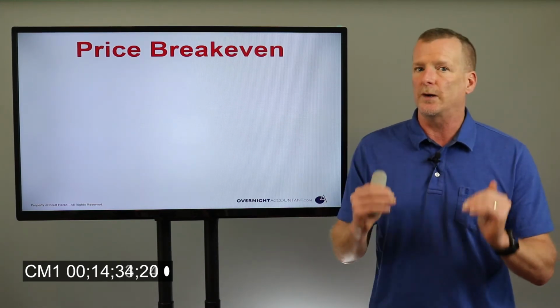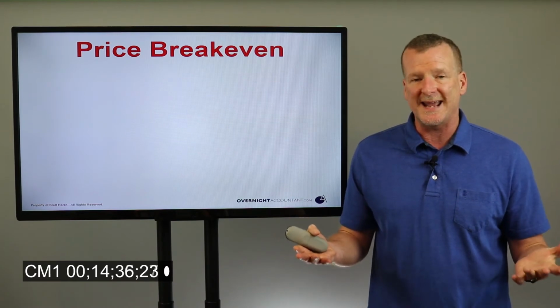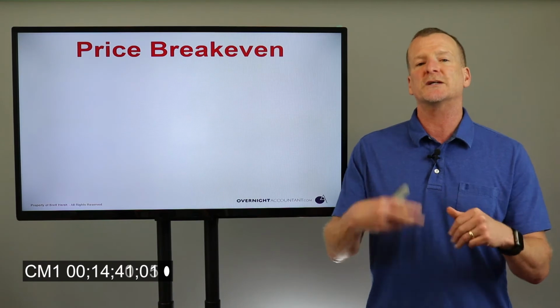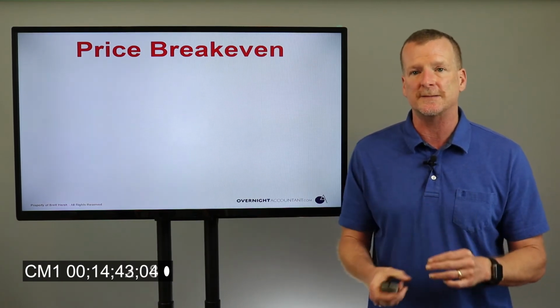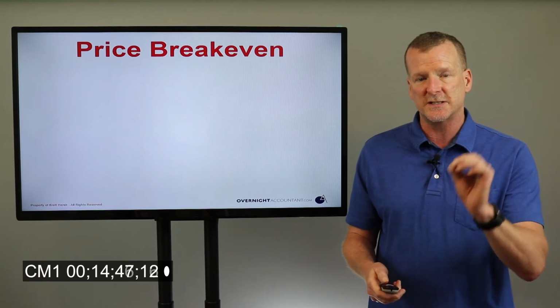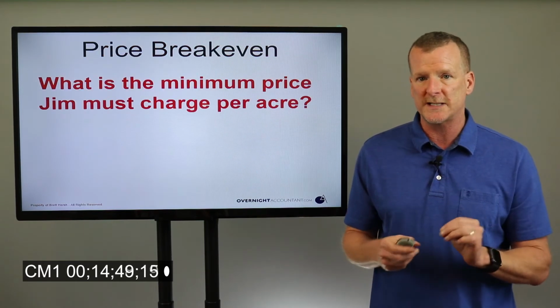That leads him to think, well, heck, I can't charge $25 an acre. I've got to do some kind of reality check. I've got to look at this differently. This brings us into our second equation for this lesson. This is price break even. Now this is the next step in the process. We just did unit break even. Now we want to do price break even.